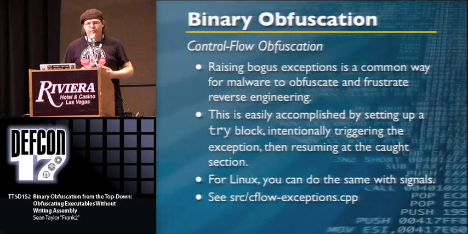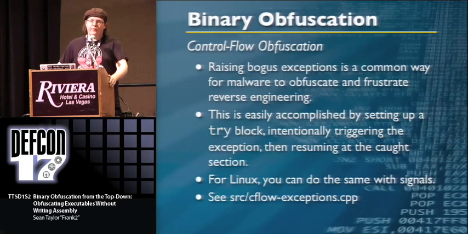Raising bogus exceptions is one of those cases where anti-debug crosses over with obfuscation, because what you can do is add a whole bunch of junk data that goes into your code again, that basically will add a whole bunch more red herrings. And this is very easily accomplished. You set up a try block, and then you execute a bogus exception, for example, a divide by zero exception. You can do the same thing with signals in Linux, raising a bogus SIGHUP or things like that, or just any sort of general signal.